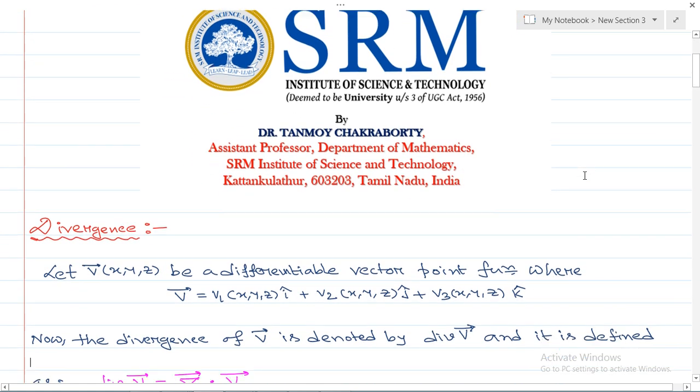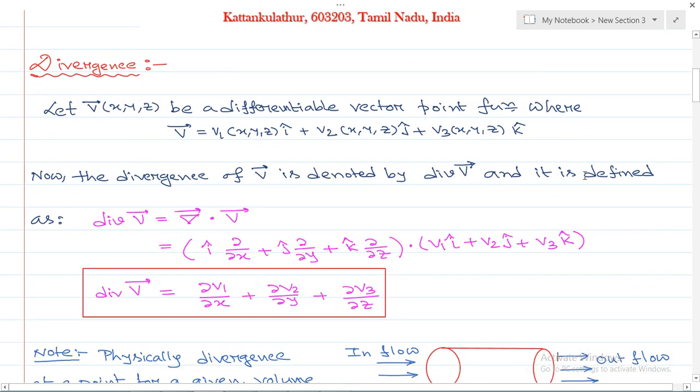So now let us start with the definition of the divergence. Suppose here we are having one vector point function V vector, which is a function of x, y, z. It must be a differentiable vector point function, where V is defined as v1 i cap plus v2 j cap plus v3 k cap, where v1, v2, v3 are the components along i cap, j cap, and k cap, that is x, y, and z direction respectively.